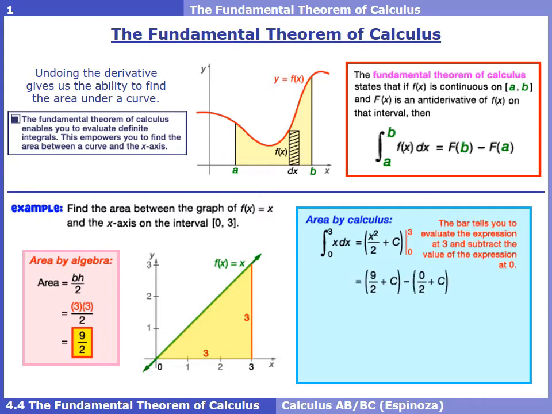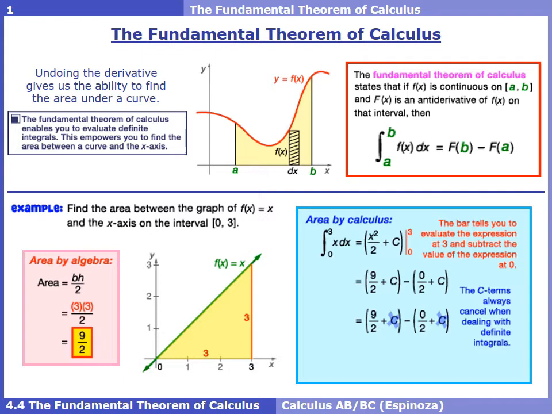Let's plug in that upper bound of 3. 3 squared is 9, so we're going to get 9/2 plus c. And then we're going to take the lower bound, which is 0, plug that in. 0 squared, 0, divided by 2 plus c. And then again, we're going to subtract those two values. And you'll notice something. Those c terms will cancel. If you take c and that other c and subtract them away, they're going to cancel.